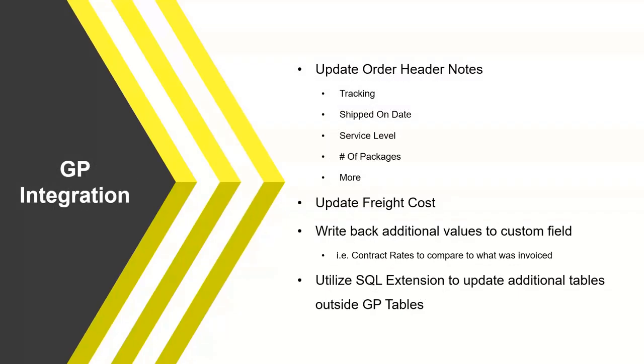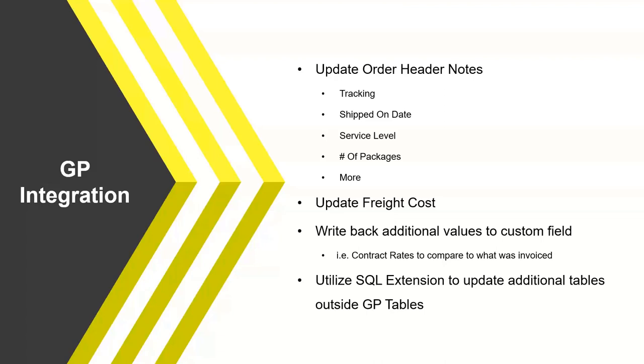When we look at the GP write back, and I'm not going to spend too much time here, I'll let Jake show this to you. But again, we're updating your order header notes, so tracking information, shipped on date, service level, and a lot more. We give you the ability to set whatever information you want to be written back into GP; it's up to you as a user. With our integration, we have the ability to update the freight cost into the freight cost field, and additional values into custom fields.